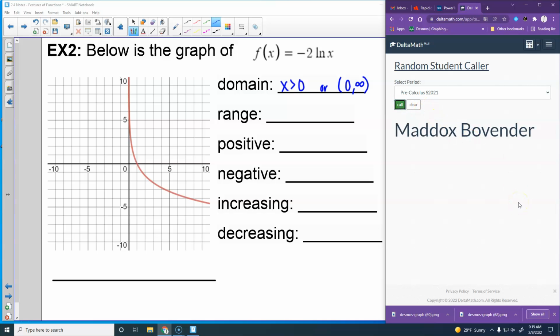Max. Oh, Delta Math, it knows who's not got it. Anybody want to help him on that one?